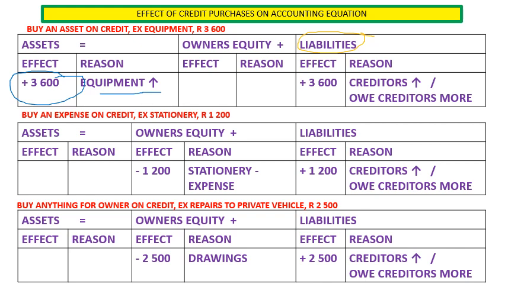The next one, you purchase an expense on credit. If it's an expense, obviously nothing to do with assets. You know expenses decrease the owner's equity, like you are used to this, and then you owe the creditors more money. The last one that you must be able to do is if we buy anything for the owner on credit. Again, nothing to do with assets, because anything for the owner is drawings. Drawings decrease owner's equity, and again we owe the creditors more money.